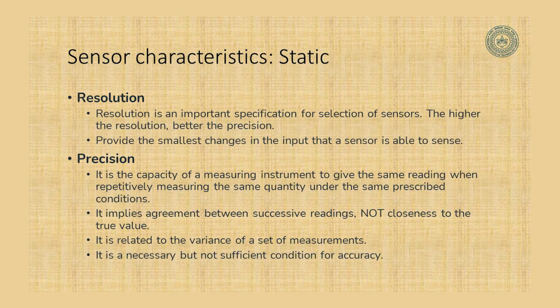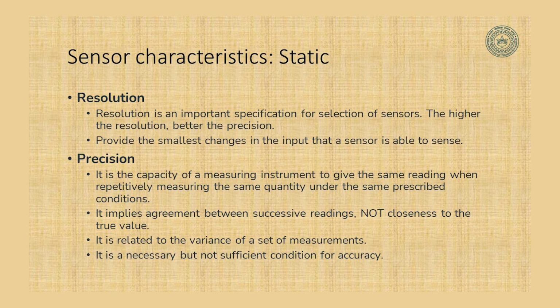Then you have the precision, which is the capacity of a measuring instrument to give the same reading when repetitively measuring the same quantity. So, you measure a temperature 5 times under the same prescribed conditions. Is it going to repeat that same reading? It implies agreement between the successive readings, not closeness to the true value. Maybe the temperature is 25 and you are measuring 24, but does it give 24 on 5 different readings? That is your precision.